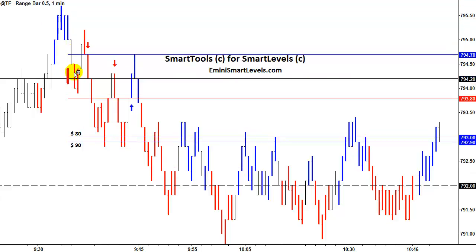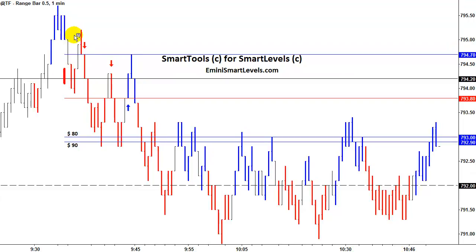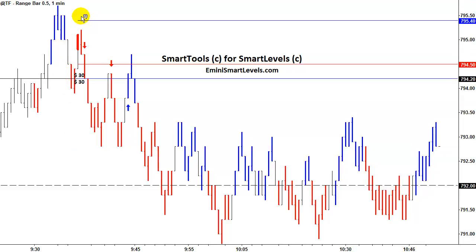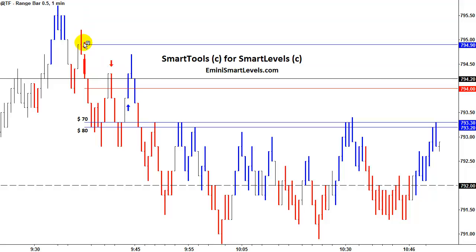This short setup is validated by the smart levels, did not trigger. This short setup is invalidated by the smart levels because the entry is above the daily level. However, this next setup, which I did take, was validated by the smart levels. The setup bar is just touching the daily level.